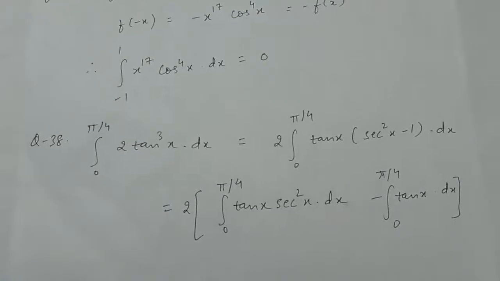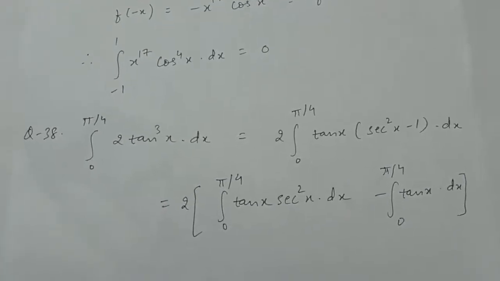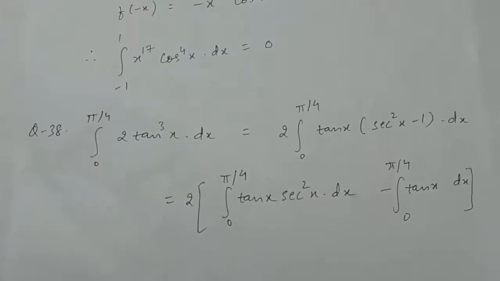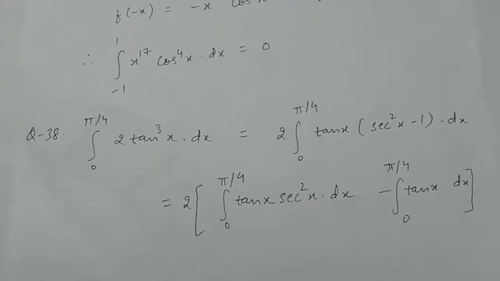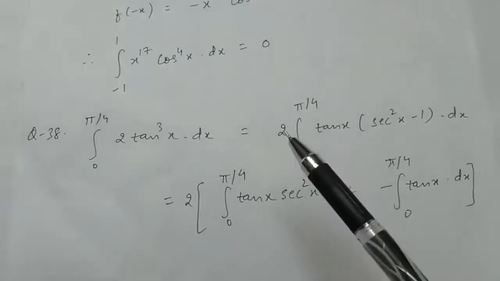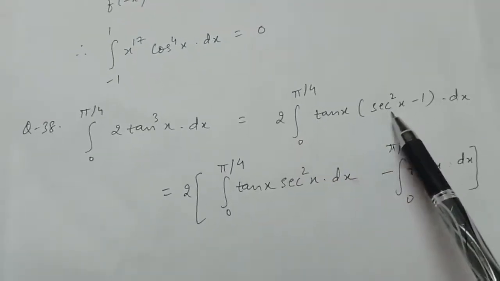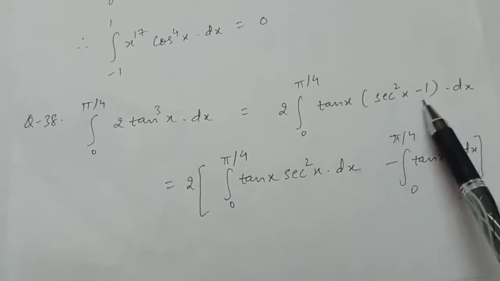Now next question number 38 is integral of 2 tan cube x, and the limits are from 0 to pi by 4. So this can be written as 2 outside tan x into tan square x, and tan square x can be written as secant square x minus 1.